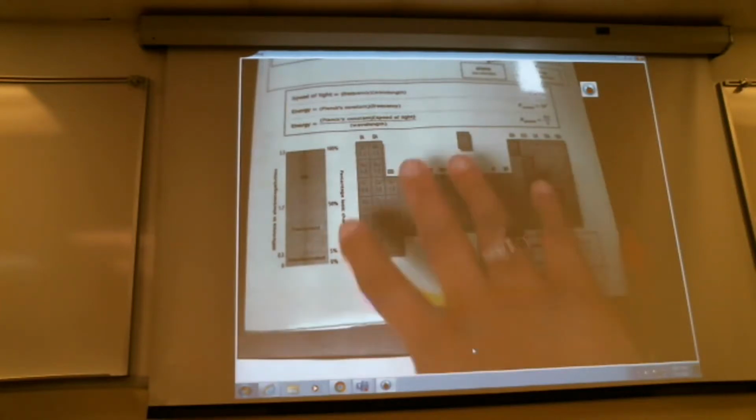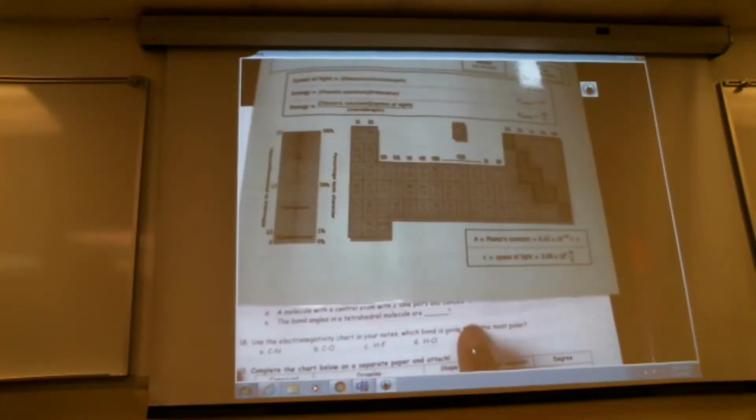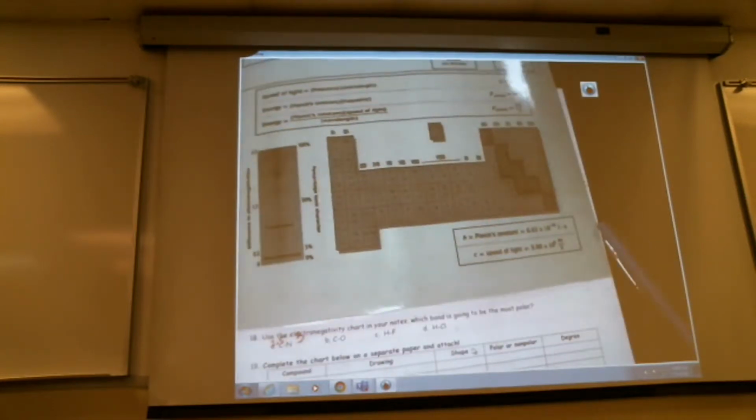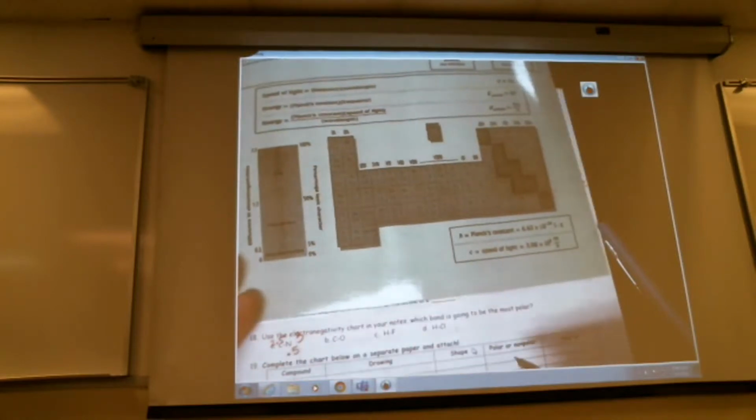I want to go real quick to that question, though. There's 3 more questions right here for you to answer. Use the electronegativity charts in your notes. C is 2.5, N is 3. One more time, I don't care about a negative. We need to find the difference. So in math class, the difference would be 3 take away 2.5, and if you feel a little better with that, 0.5 is my answer.